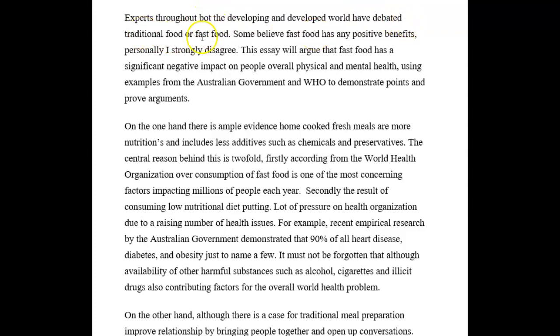Well, this is a little awkward. Have debated traditional food or fast food. What about them? So this isn't really complete. I mean, it would have made sense if you had said something like, have debated the benefits of traditional food over fast food. That would have made sense. But this also brings up another issue.